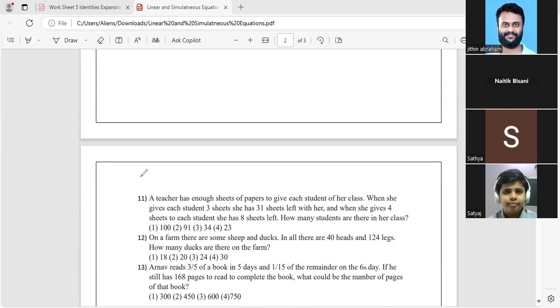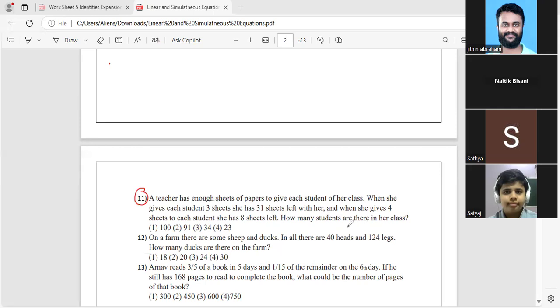Okay, let's go for the 11th one. A teacher has enough sheets of paper to give each student of a class. When she gives each student 3 sheets, she has 31 sheets left with her. When she gives 4 sheets to each student, she has 8 sheets left. How many students are there in her class?